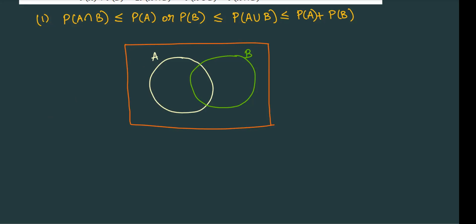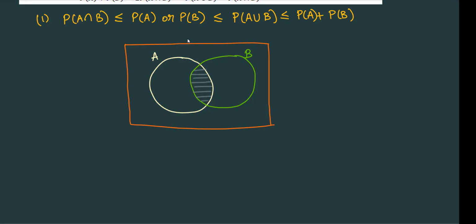So P of A intersection B is this. P of A intersection B, this region, the intersection region, will naturally be less than P of A and less than P of B. So P of A intersection B is less than P of A, or P of A intersection B is less than P of B.